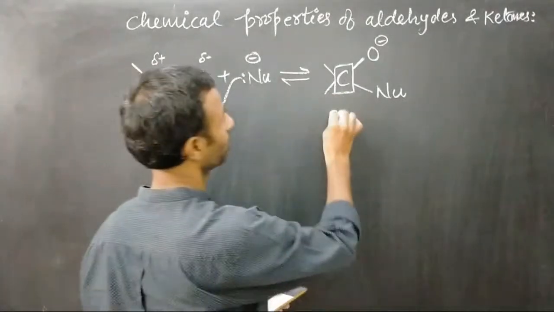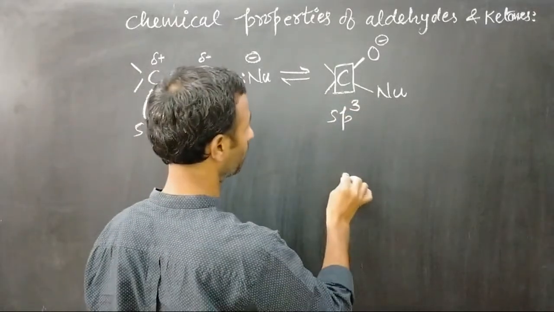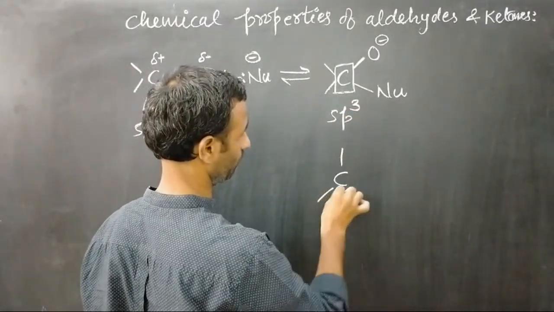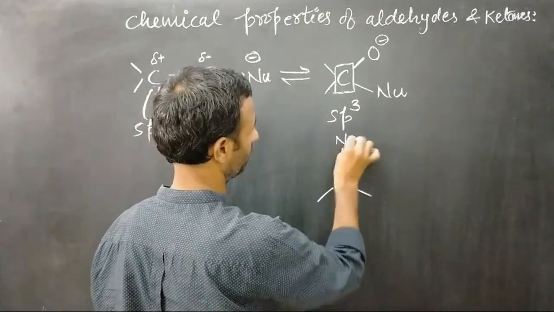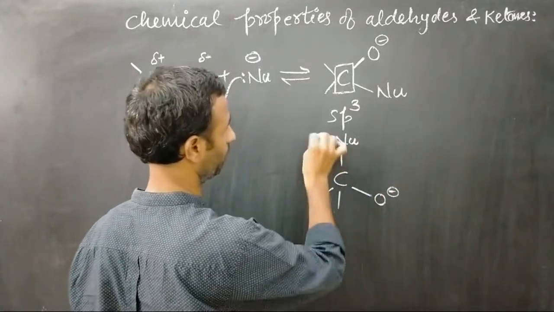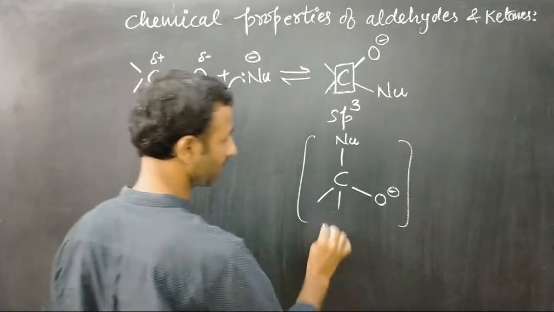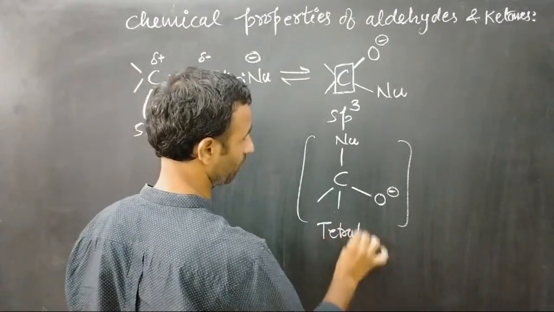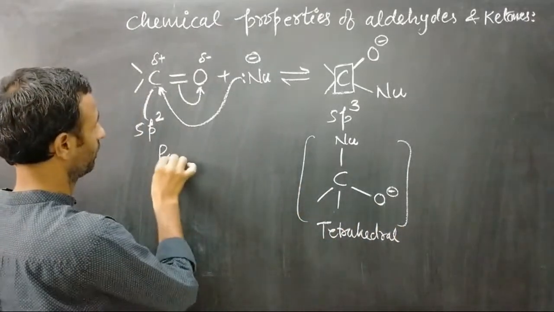Beta, it is sp3 hybridized. It is like nucleophile O negative. It is like this. It is tetrahedral. This is planar.